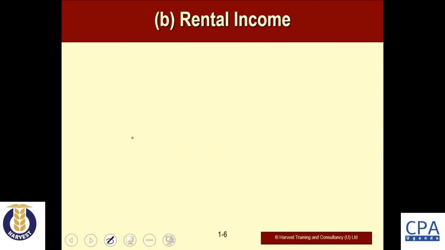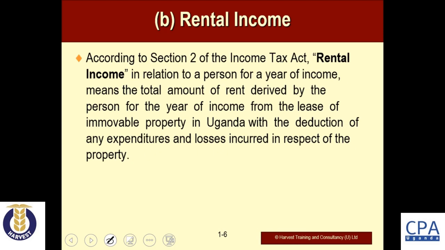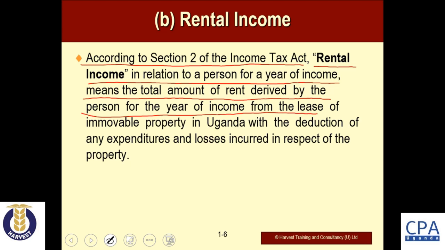And then, of course, we have rental income. We are going to be discussing rental income in our lecture, so we want to know what rental income is. According to section 2 of the Income Tax Act, rental income in relation to a person for the year of income means the total amount of rent derived by the person for the year of income from the lease of immovable property in Uganda, with the deduction of any expenditures and losses that you have incurred in respect of that property.